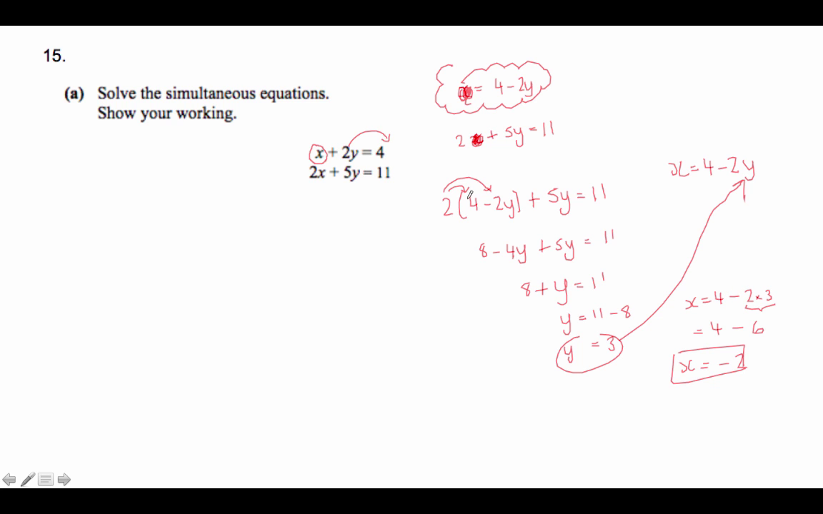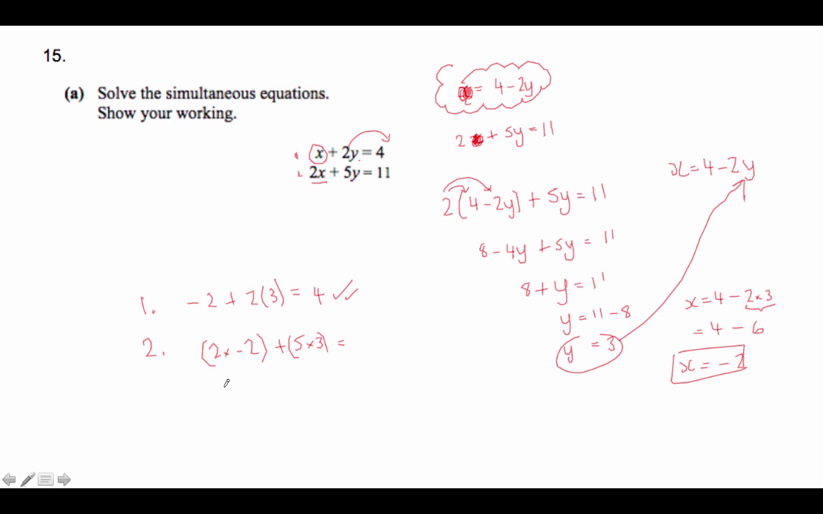In an exam, what you could do is substitute these back in here and check that it works for both equations. So for equation 1, if x is minus 2, it's minus 2 plus 2 times 3, and that should equal 4. So let's check. Minus 2 plus 6 equals 4, fine. And then for the second equation, 2 times x, so 2 lots of minus 2 plus 5 lots of 3, and that should equal 11.